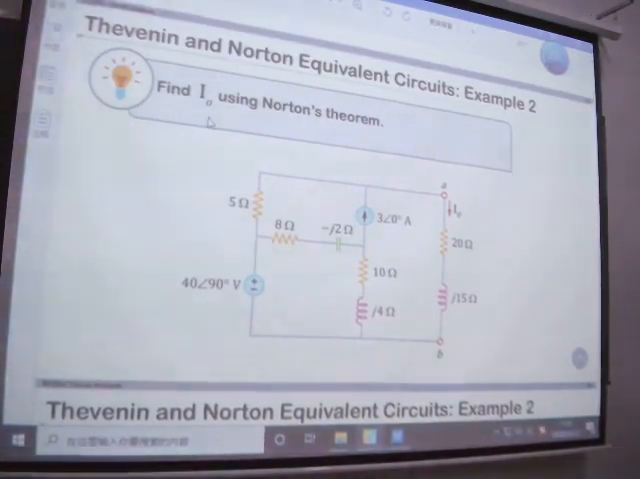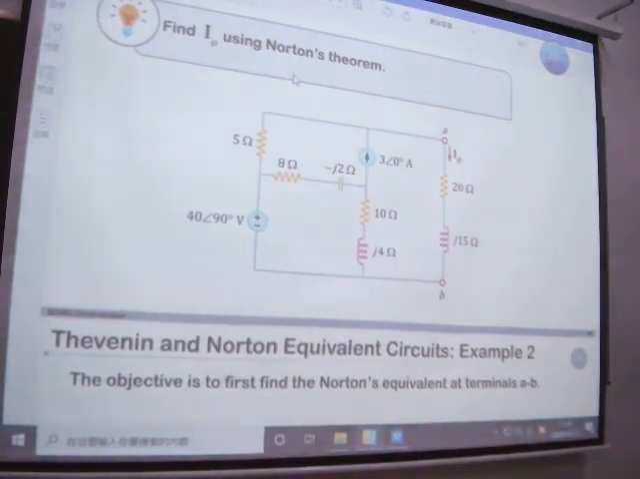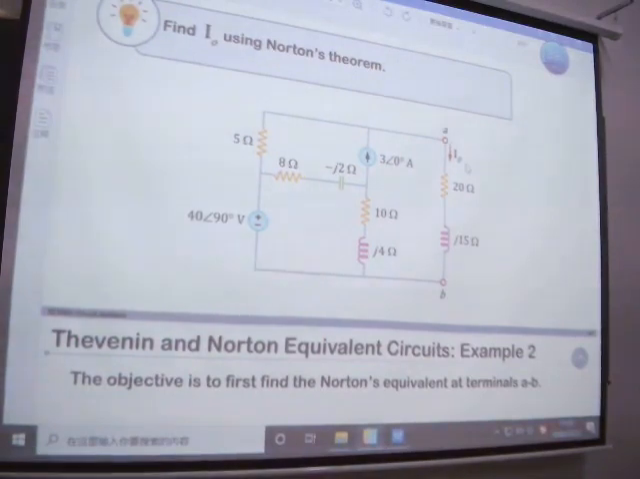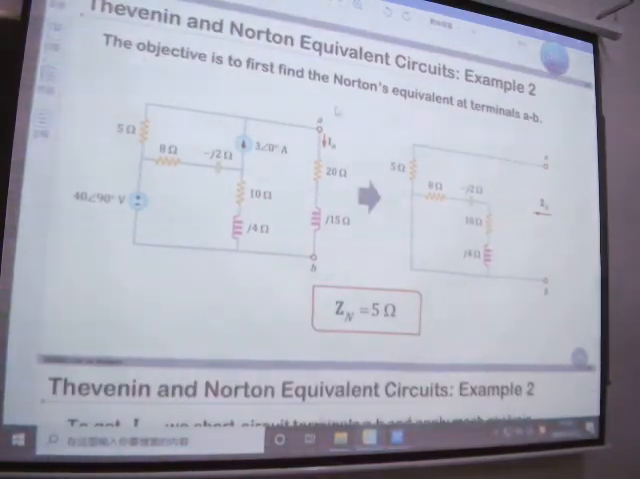Okay. This one is for Norton. Find out I0, where's I0? Use the Norton theorem. This one is a little bit more complicated. So firstly, we need to find the Norton equivalent at terminals A and B. Now A and B is like this one, and we remove this part and calculate the equivalent.